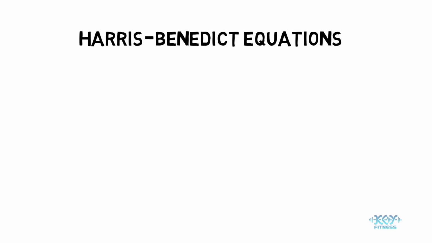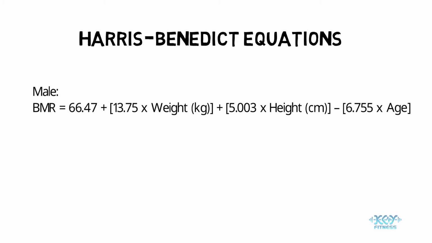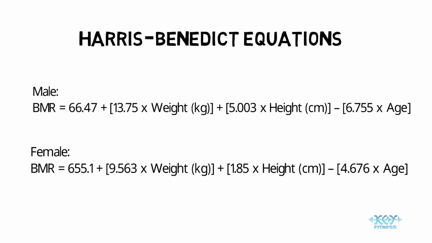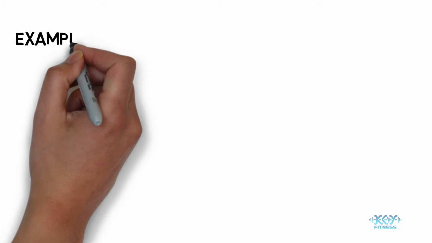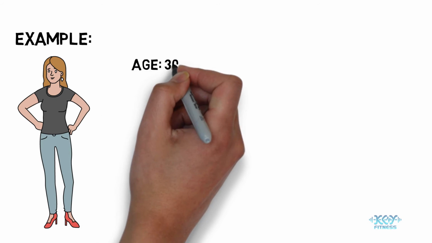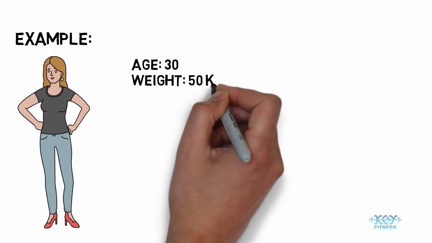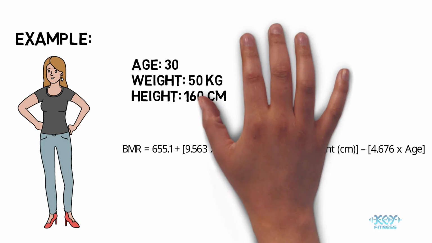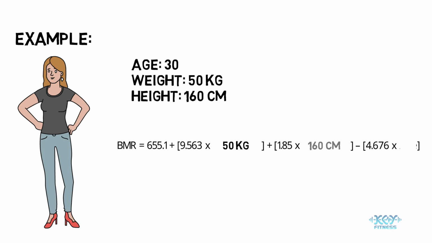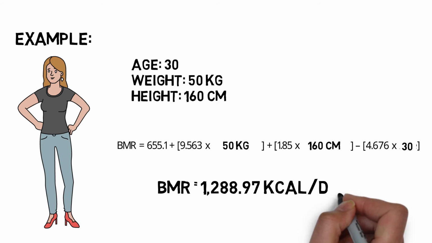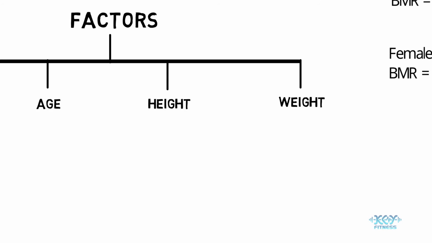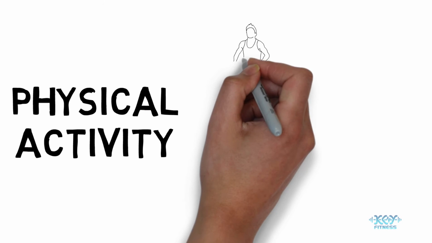The Harris-Benedict equations are used to estimate BMR. The equations are different for males and females. You may pause the video and calculate yours. For example, there's a woman who is 30 years old. Her weight is 50 kg, while her height is 160 cm. Insert the data into the equation, and the BMR obtained is 1288.97 kilocalories per day.